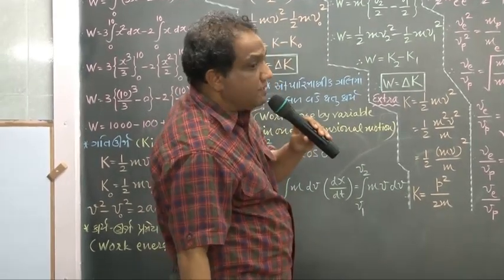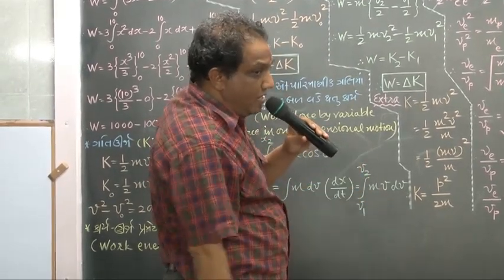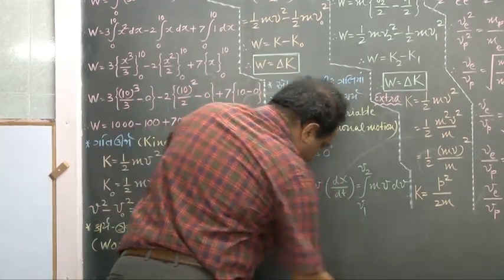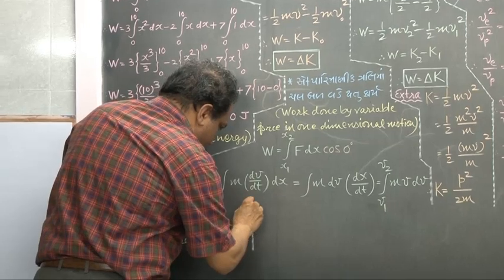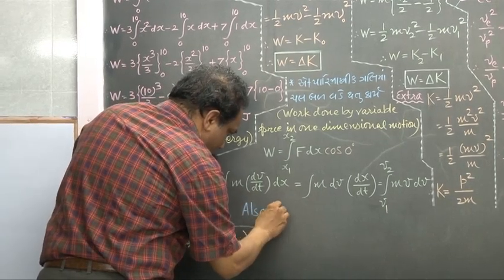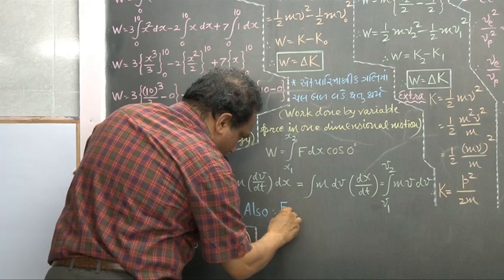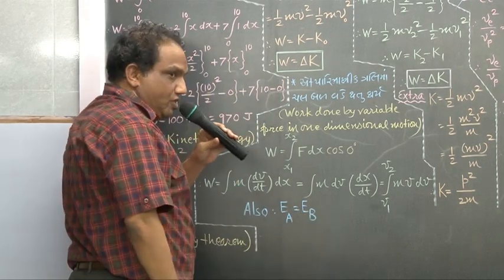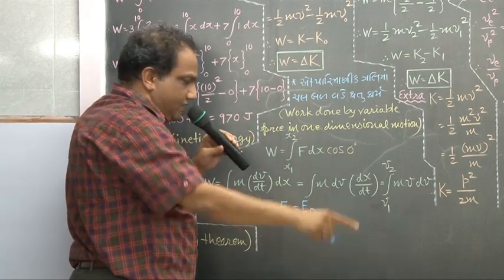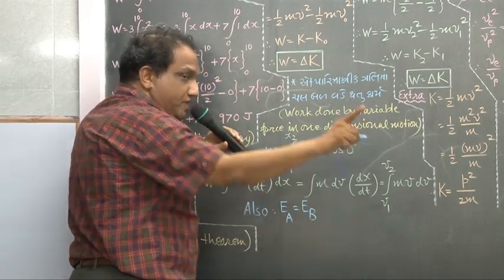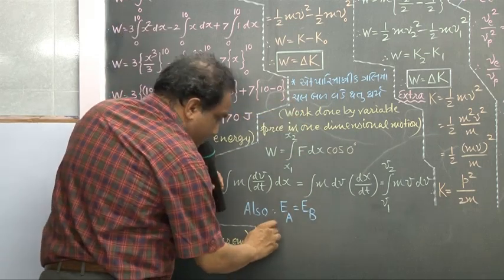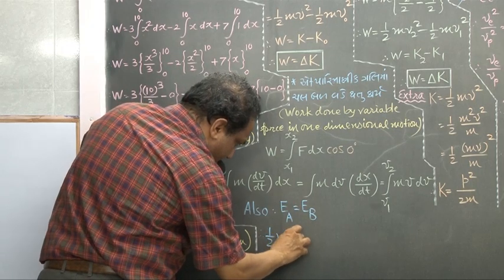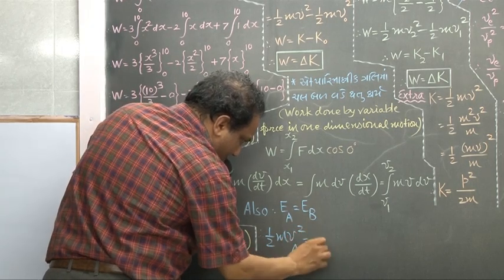They also asked velocity at point B. Now tell me, can I write so? Look here. Can we write EA equals to EB? Yes. According to the law of conservation of mechanical energy, the energy at point A and at point B must be the same. What is EA? Half m va square. Correct? Come on. What is EB?